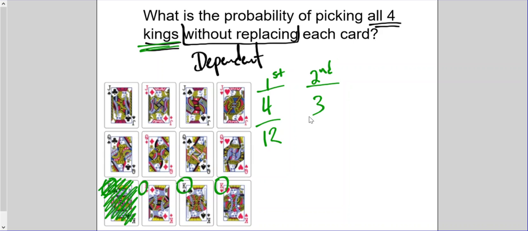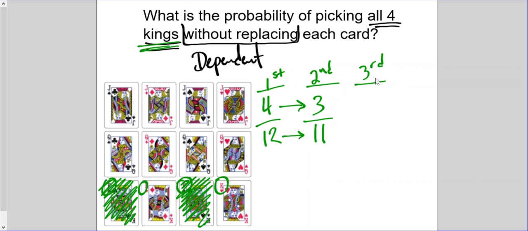Now I have 3 kings left, 1, 2, 3, and 1, 2, 3, 4, 5, 6, 7, 8, 9, 10, 11 cards altogether. And you should see clearly what's happening there. I'm losing a king, going down from 4 to 3, and I'm losing a card, going down from 12 to 11. Let's say I picked out that one. So that was the second king I picked out.